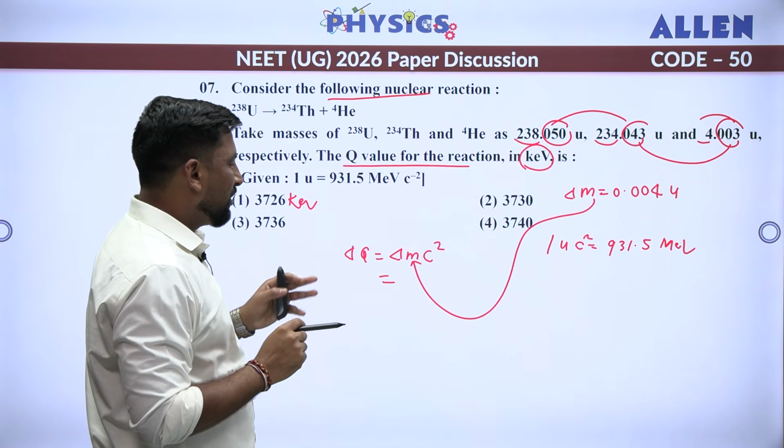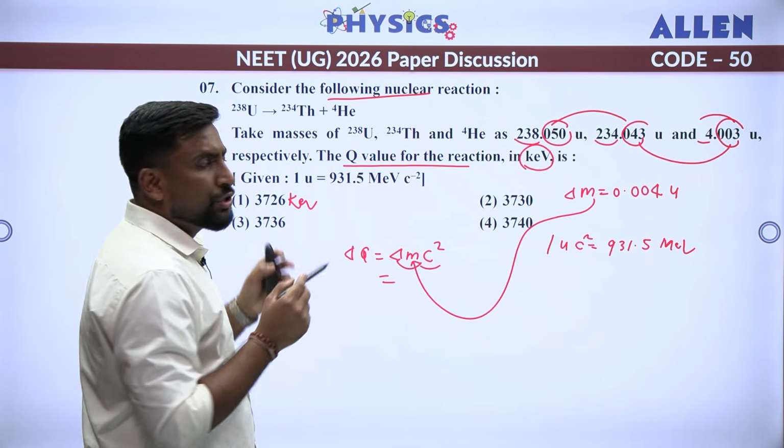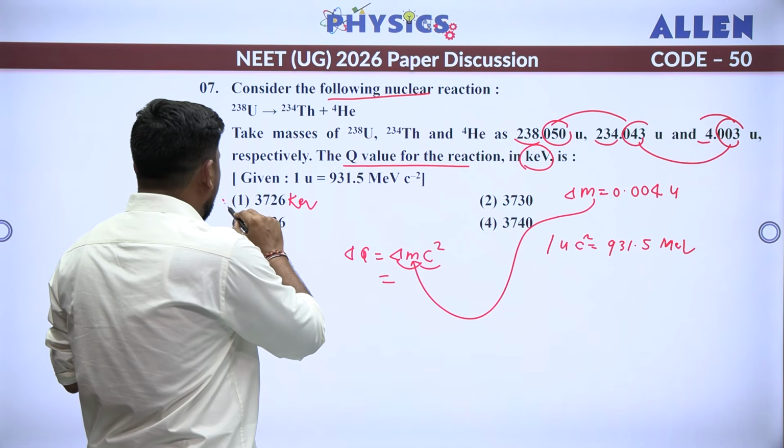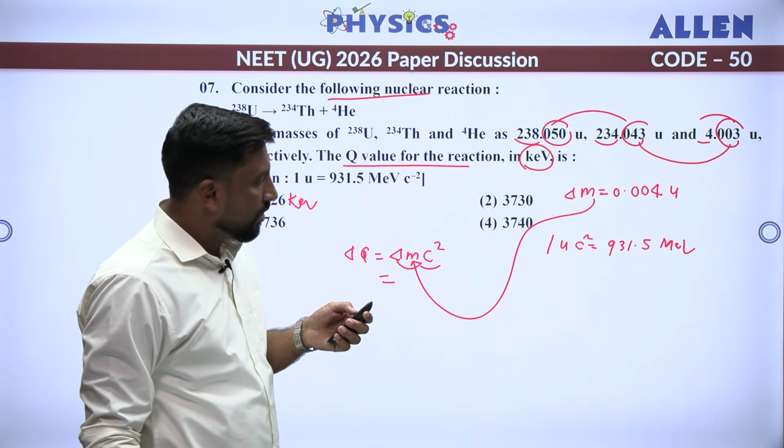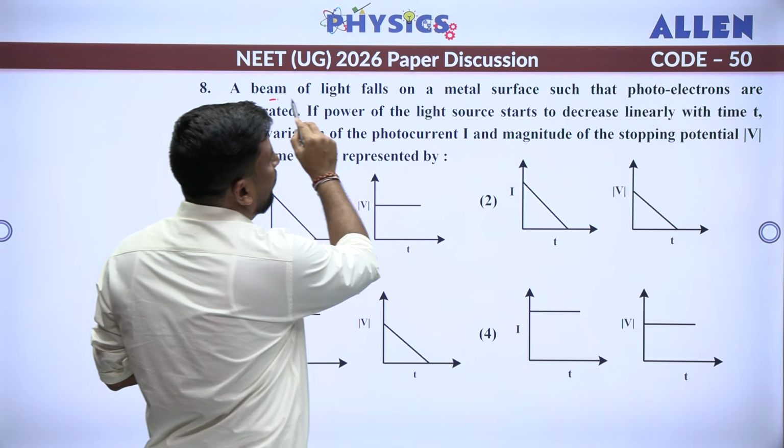kilo electron volt. So it's a very simple question. You have to do delta M into C square. So for question number 7, the answer is 1. Option 1 is correct. Alright. Now, again this is a question based on the photoelectric effect.